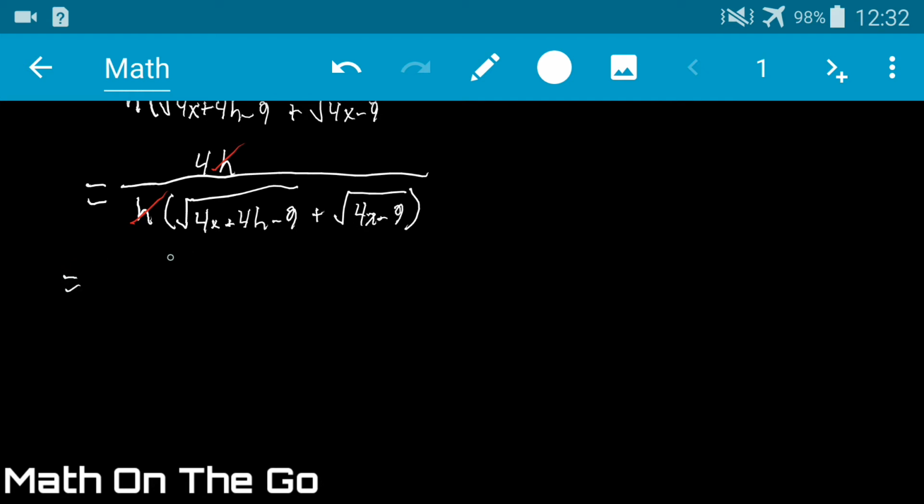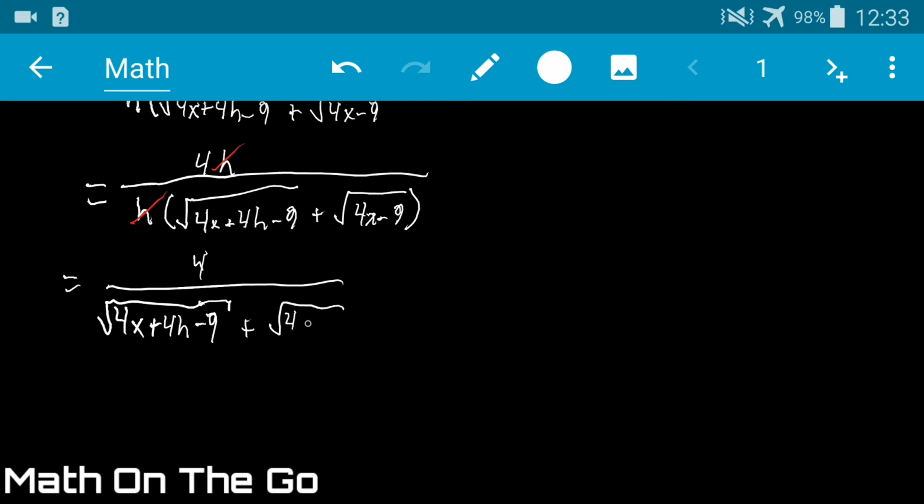So again, we're just going to rewrite this. We got 4 over the square root of 4x plus 4h minus 9 plus the square root of 4x minus 9. So what we're going to do now is we still have an h in the denominator, and h is being sent to 0. So what we have to do here is evaluate the limit as h goes to 0. So if we were to put a 0 in for h here, that would just give us 4 times 0, which is 0.